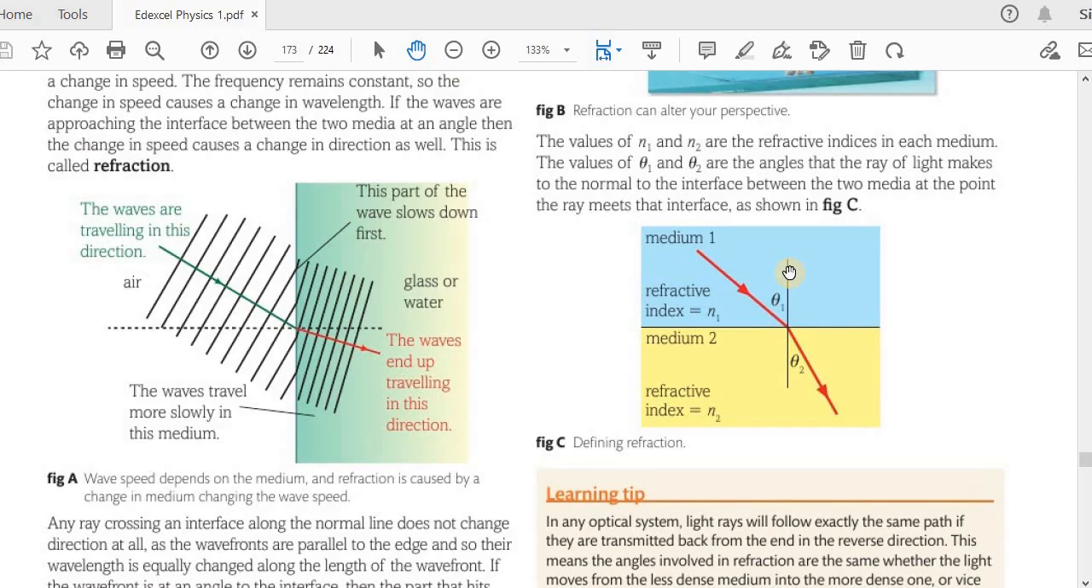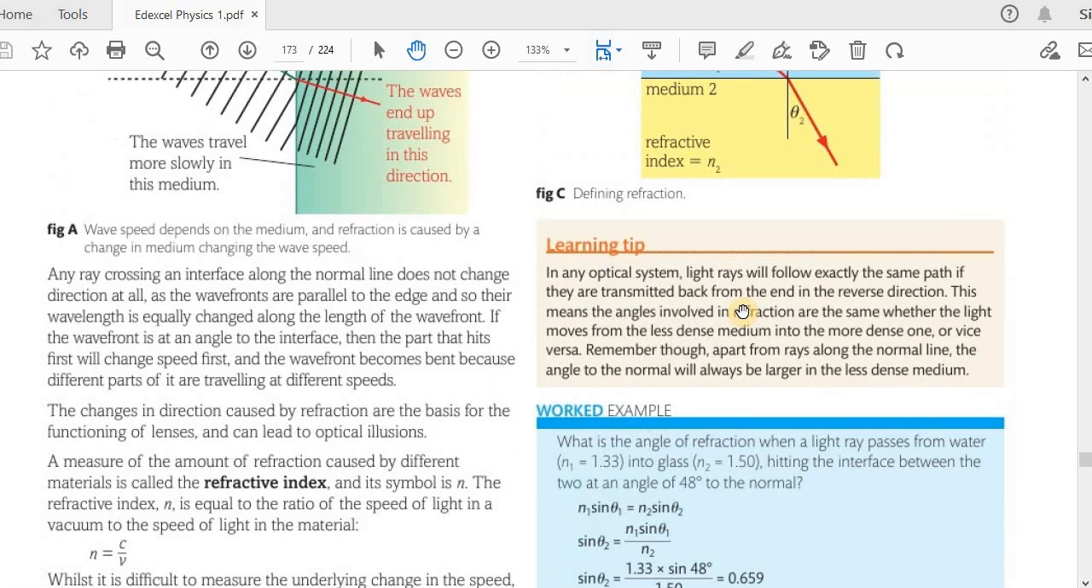Okay, so you have refractive index n1 of this material, and the angle here is also called the angle of incidence. This is the angle of refraction. Medium 2 is here, the light brown or peach color. Then refractive index n2. So this is angle 2, n2, and this is angle 1, n1.